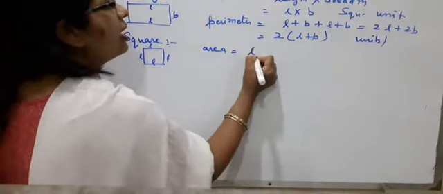Rhombus. Area of rhombus is half into D1 into D2, where D1 and D2 are diagonals of this rhombus. And perimeter is 4 into side.